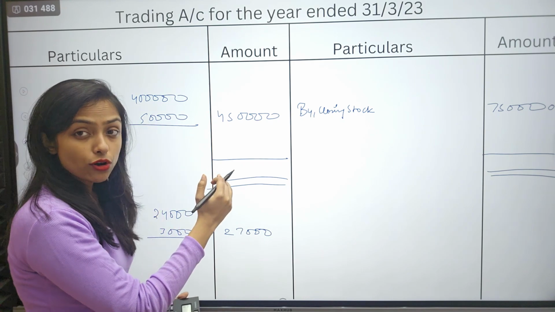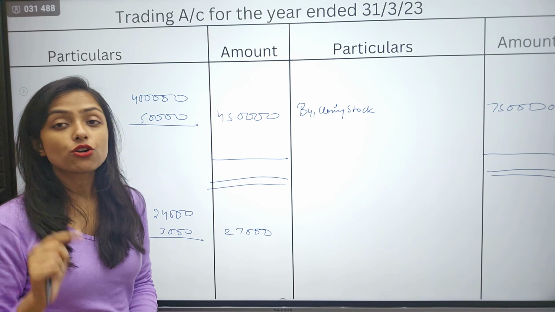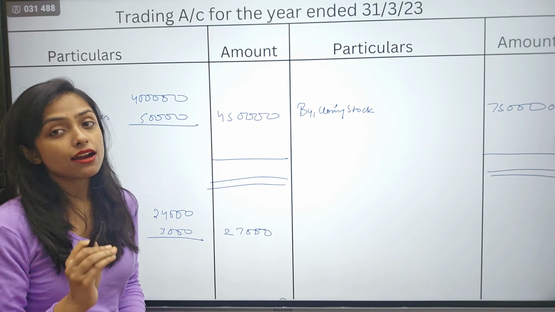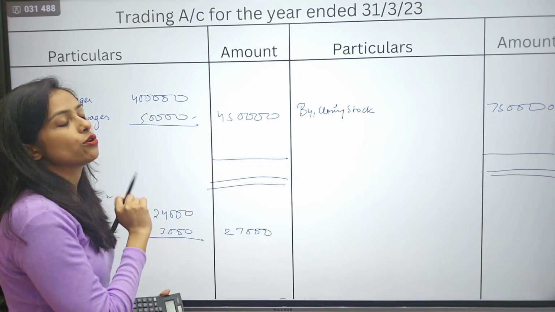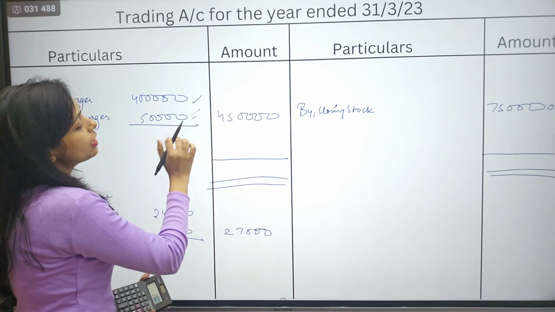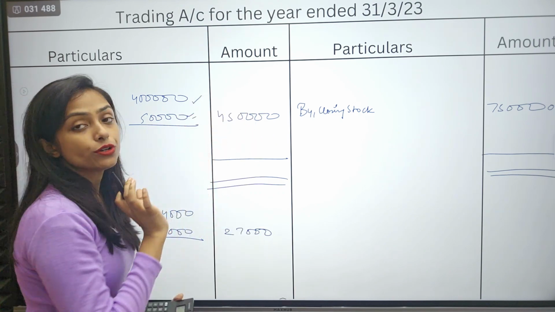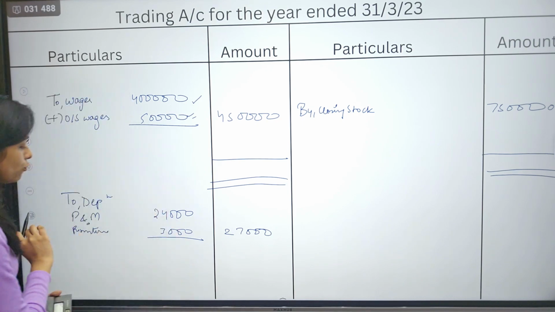So I have to follow my accrual concept still. What does accrual concept say? That I have to record my expenses when they occur. When is this 50,000 occurring? In this year only, so I have to record it. So whether I have paid my expenses or I have not paid, if it belongs to this year, then I am going to show it as an expense in my trading profit and loss account. Got it? Same goes for salary.